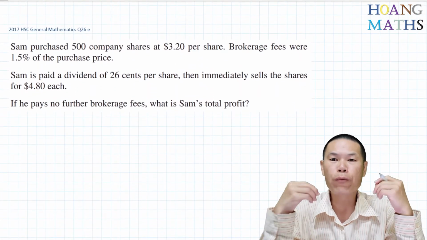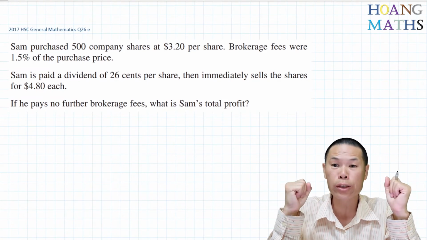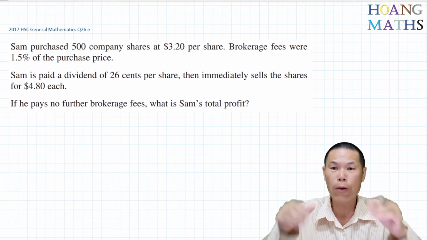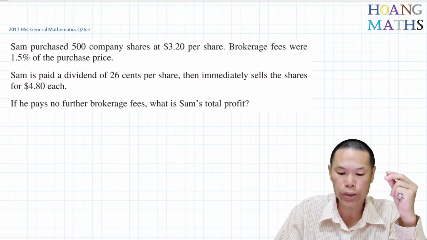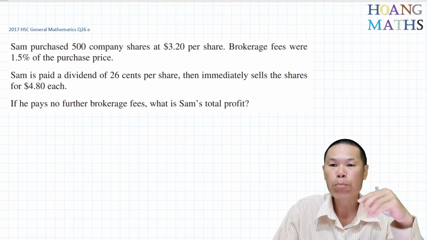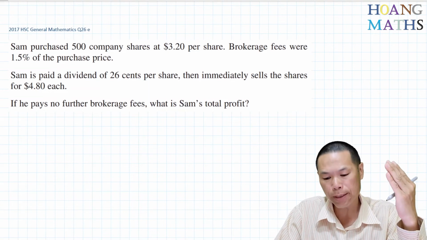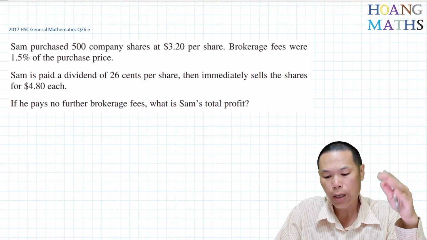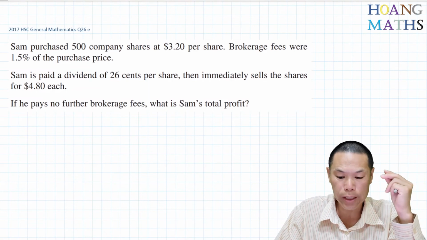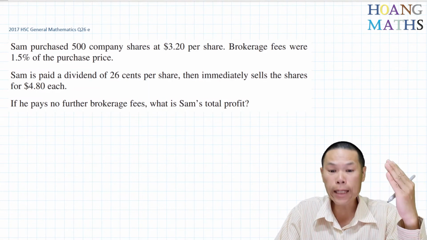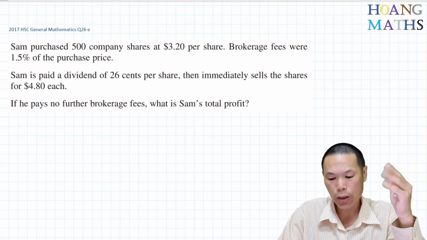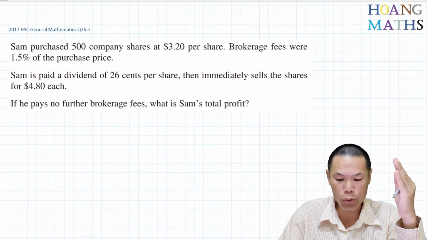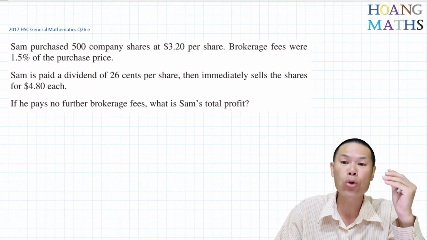Next one. Of course, you can pause the video and try it yourself. Otherwise, just watch how I do it. Sam purchased 500 company shares at $3.20 per share. Brokerage fees were 1.5% of the purchase price. Sam is paid a dividend of 26 cents per share. Then he immediately sells the shares for $4.80 each. If he pays no further brokerage fees, what is Sam's total profit?